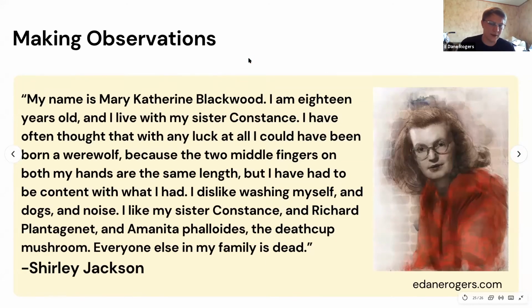And we're going to come up with an analysis and then two pieces of evidence for that analysis, and we're going to make them this time. So could you read this paragraph? This is the introduction to a whole story by Shirley Jackson called "We Have Always Lived in the Castle." So could you read this first paragraph?